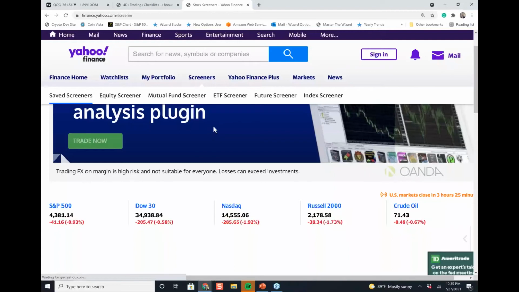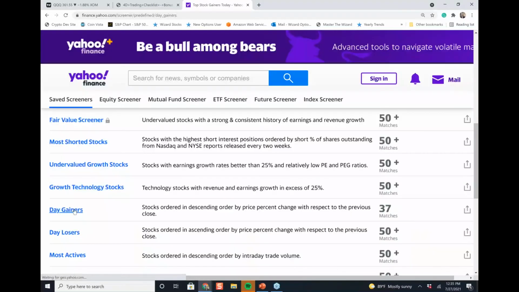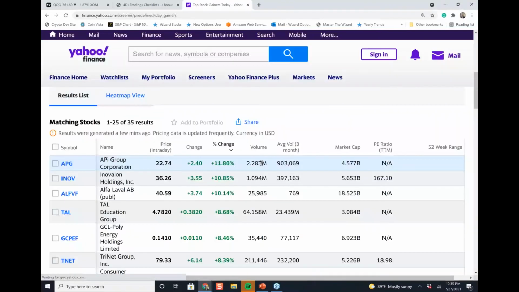There are stocks that have gone up today. You've got a stock up 11%. APG is up 11% on the day. Nice. That's a nice trade, right? The average day is 903,000 shares. Today, 2.2 million. That's over double the normal day. Stock price up 11%.